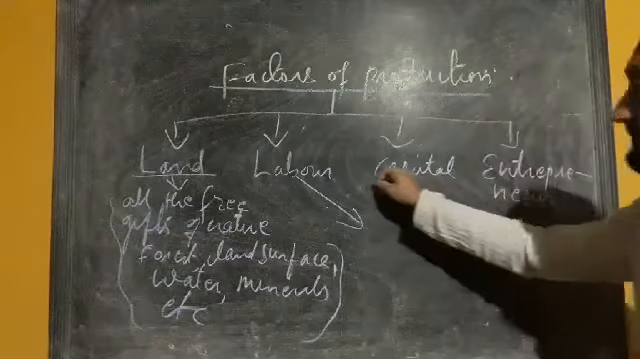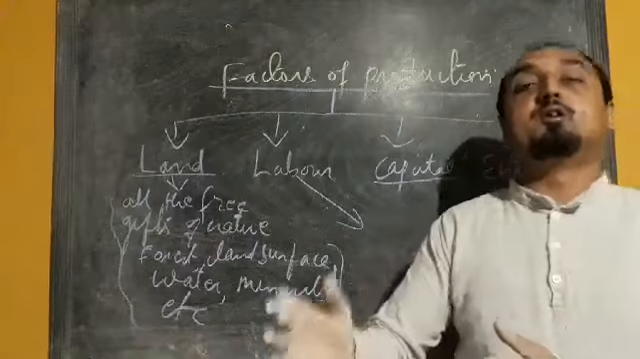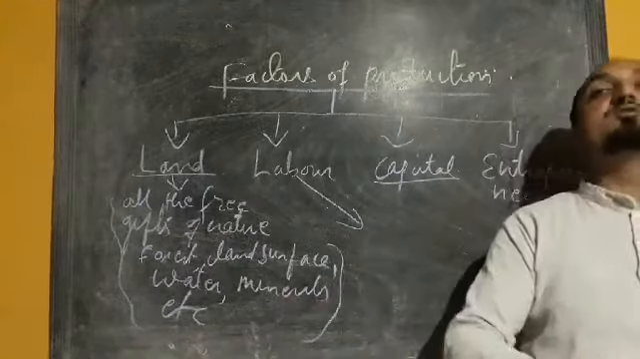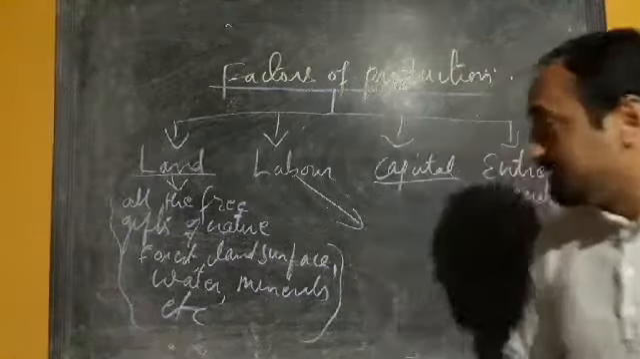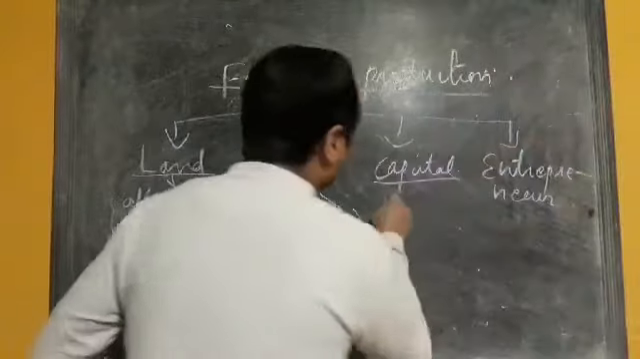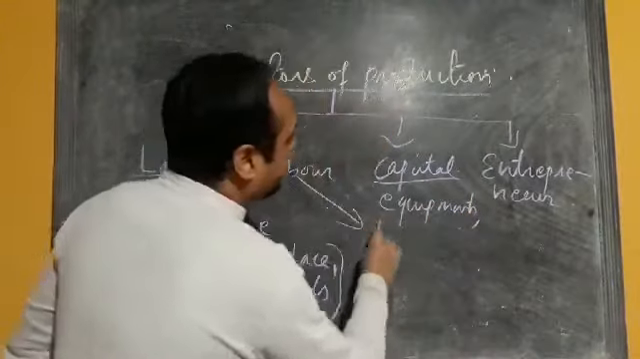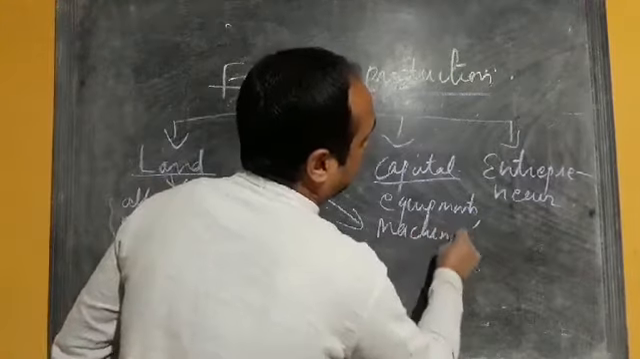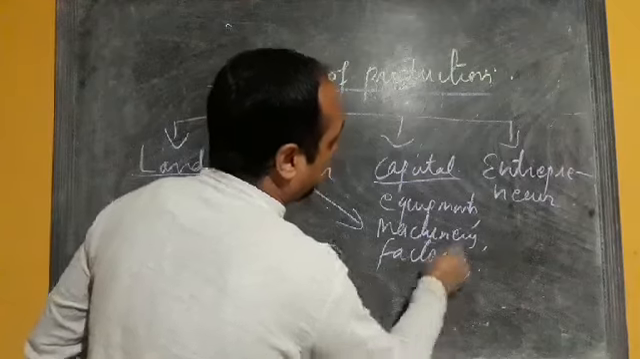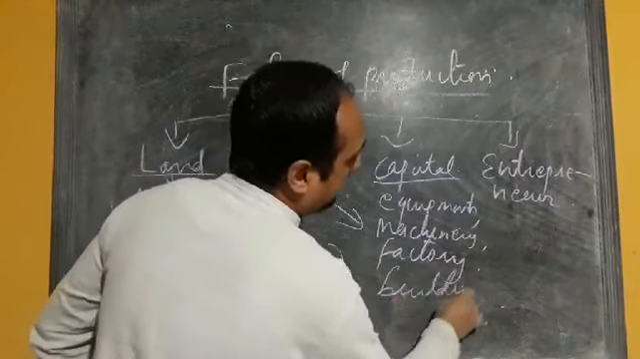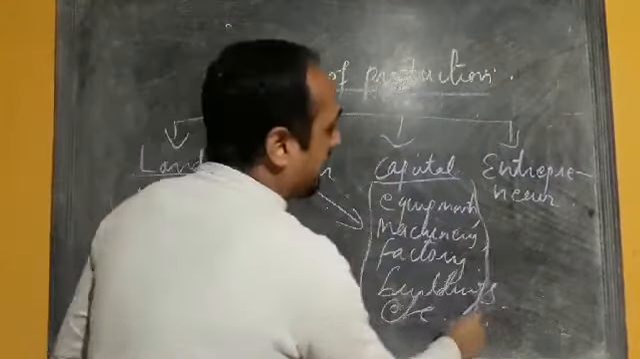Now next we have capital. So what is capital? Capital is a produced means of production, man-made means of production. That produced means of production may include different equipment, machinery, factory, buildings, etc. So these all are included in capital.